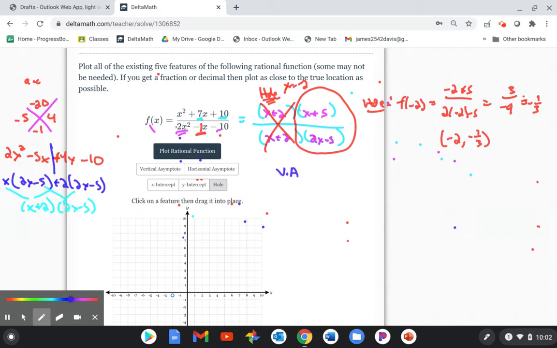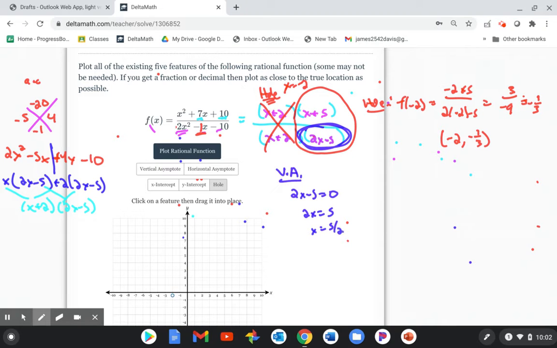Next up, let's do vertical asymptote. For a vertical asymptote, that's when we look at the zeros of the denominator. We already have it factored, so it's just going to be what's left over here. So it's just 2x minus 5 equals 0. 2x equals 5, and x equals 5 halves. Because the other one canceled out. So we're going to click on vertical asymptote. 5 halves would be between 2 and 3, so that would be 2.5. So just as close as you can in the middle there. I don't think you have to be exact, but it looks pretty good. 5 halves.